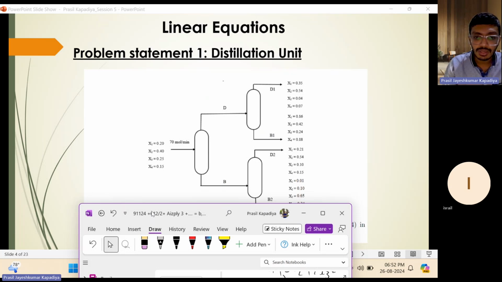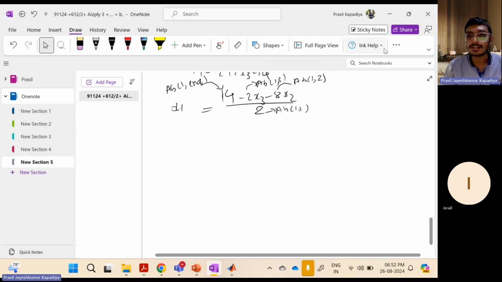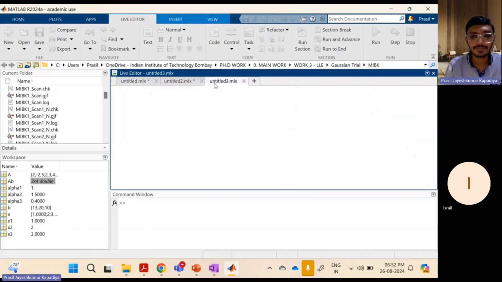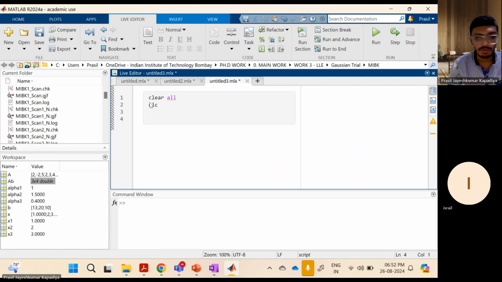Let's say I want to write down equations for component balance. I'm not writing it here, let's write it in MATLAB with comments. Let's first write down the equations and then worry about the feed rate decreasing from 70 to 20 moles per minute later. So I will first write clear all, clc. Then, first, writing component mass balance.